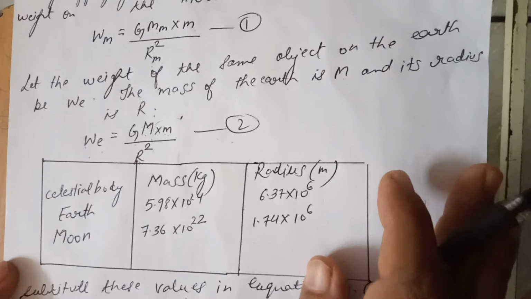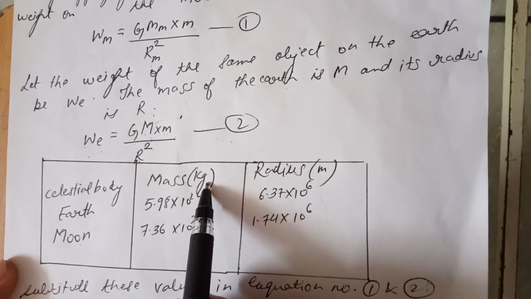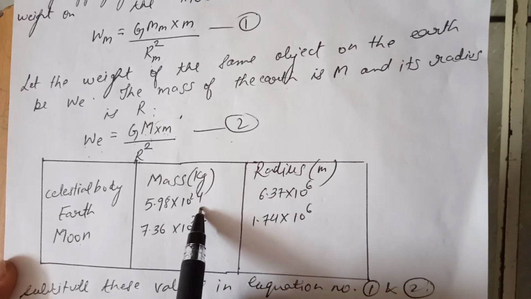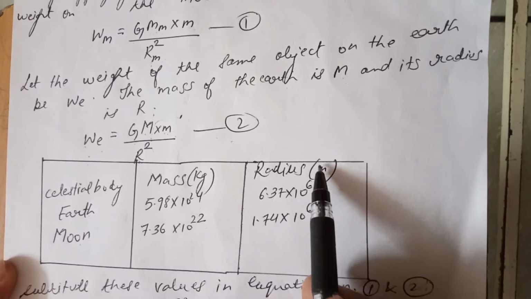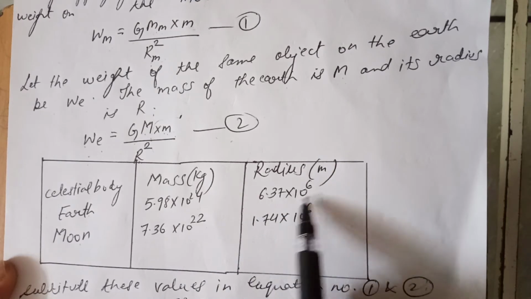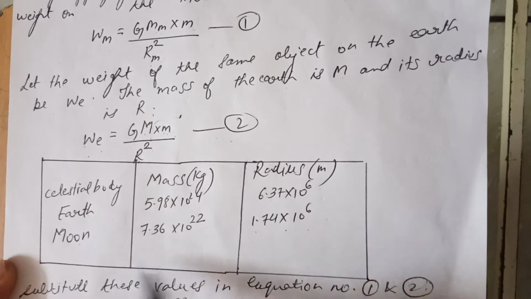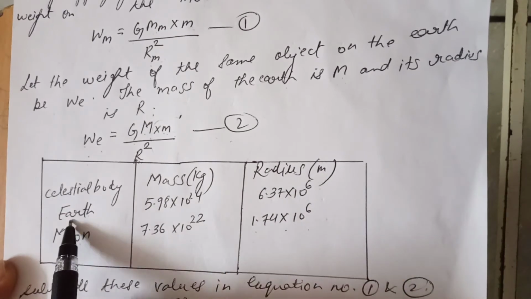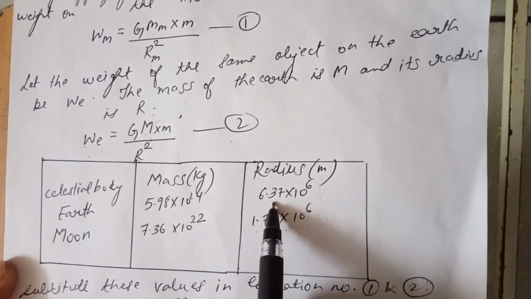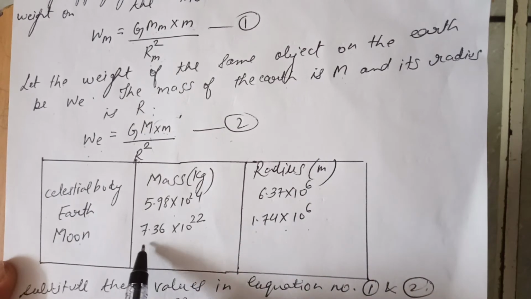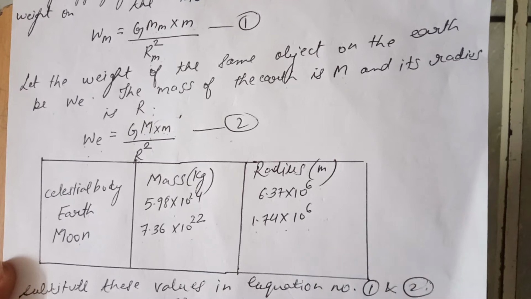So we are writing the mass of both celestial bodies, the earth and the moon. The mass in kg we write as 5.98 into 10 to the power 24 for the earth and 7.36 into 10 to the power 22 for the moon. The radius of the earth is 6.37 into 10 to the power 6, and of the moon 1.74 into 10 to the power 6. These values you have to learn. The mass of the earth is 5.98 into 10 to the power 24, its radius is 6.37 into 10 to the power 6, the mass of the moon is 7.36 into 10 to the power 22, and its radius is 1.74 into 10 to the power 6.